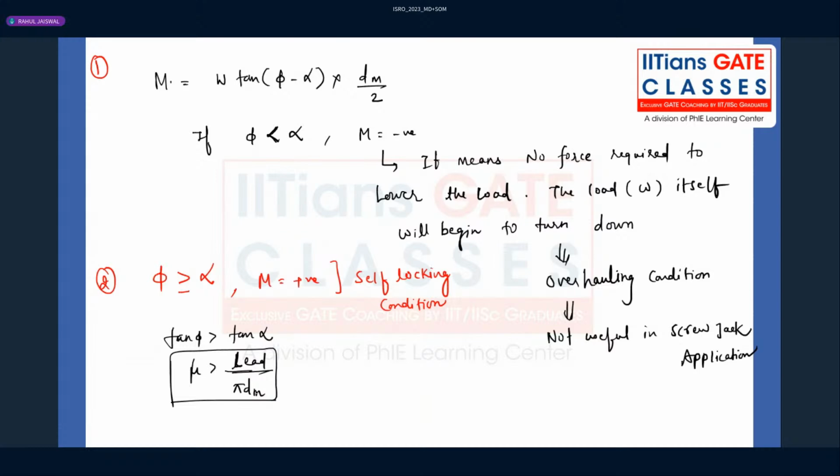So for the self-locking, there should be sufficient friction. If the friction is low, there cannot be self-locking.